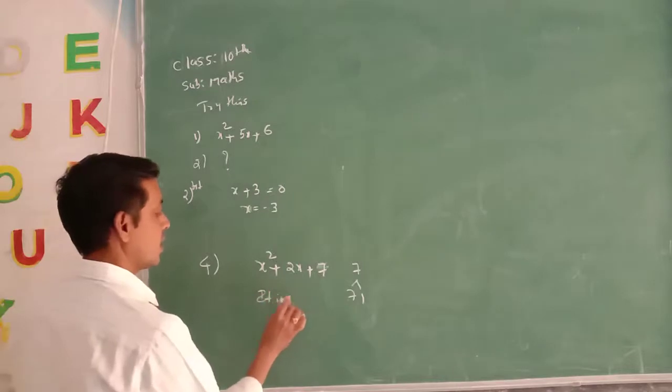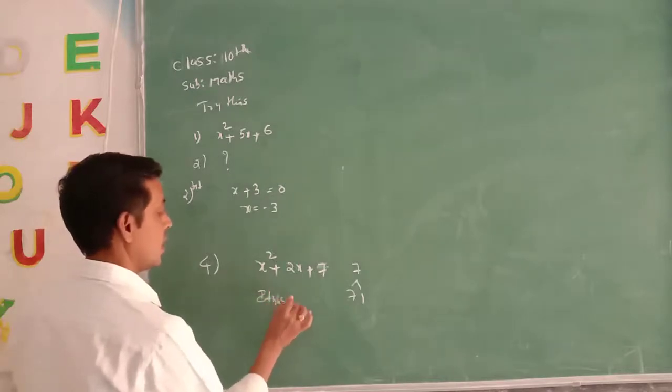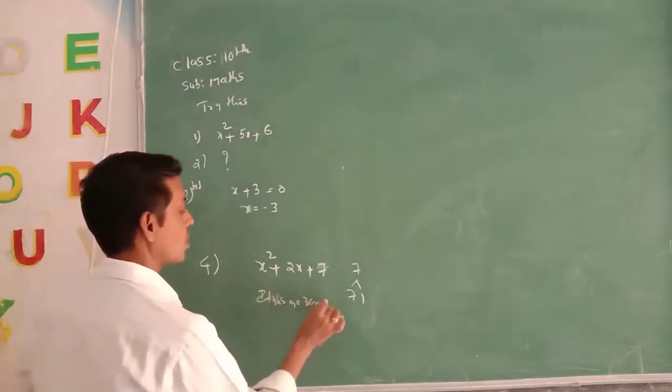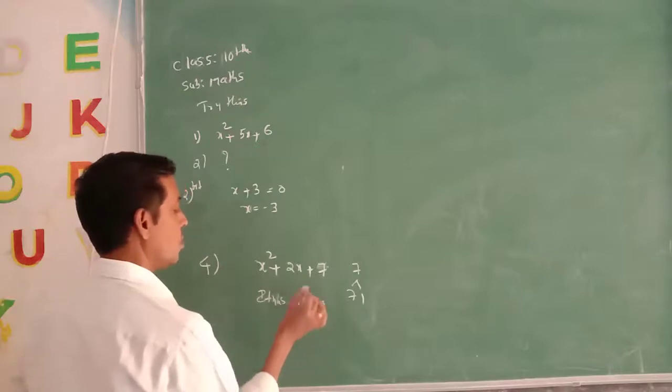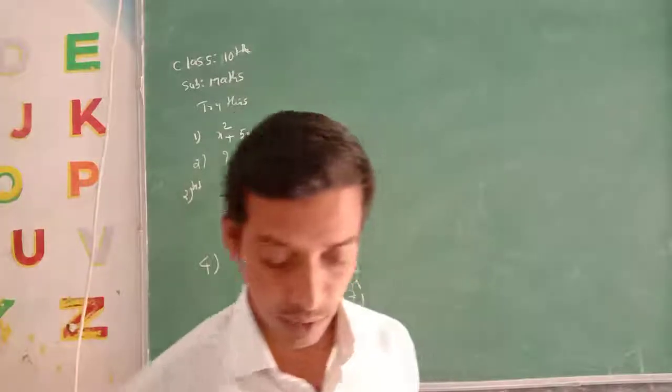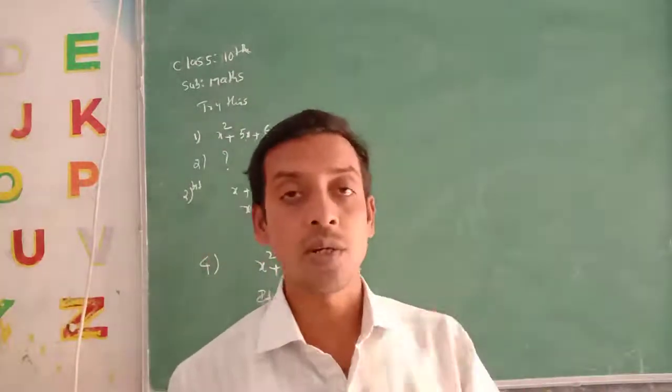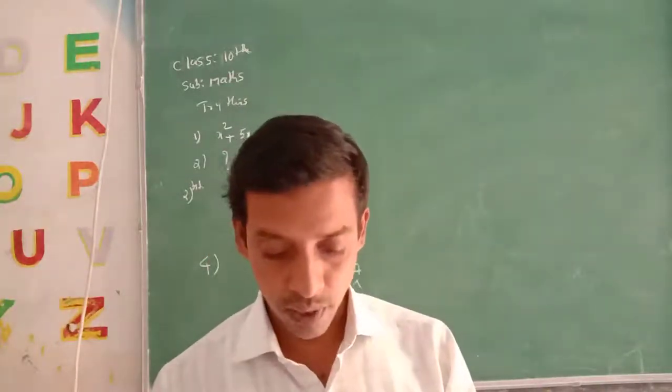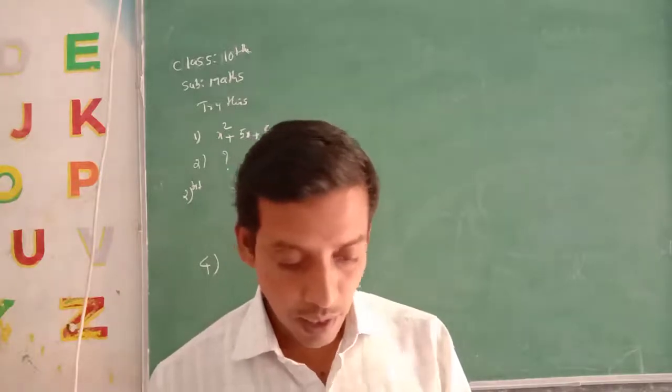It has no zeros. So you can write here, it has no zeros. So like that you have to write two more. Next, see the graphs.